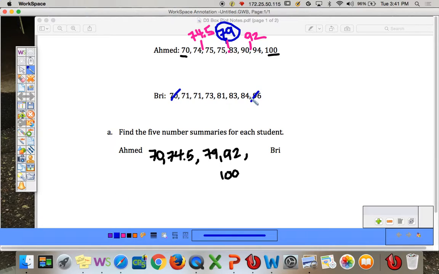We cross off until we find the middle. And again, there's 2 numbers in the middle. So what's the middle of 73 and 81? Well, if you don't know, you add them up and divide by 2. And when I did that, I got 77. So 77 is the median. To find Q1, look at the middle of the first half of data.